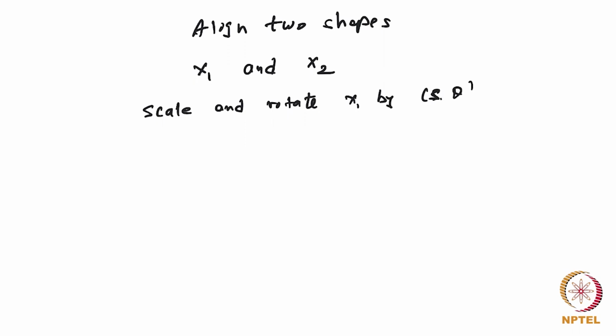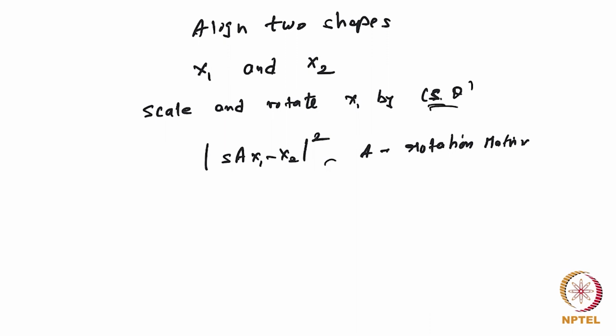And how do we estimate this s and theta? It's by minimizing this loss function, s A x1 minus x2 squared. A is the rotation matrix. That much is done. So it turns out, if you solve this optimization problem, what we have to do is minimize this loss function with respect to these parameters that we want to estimate, and we'll end up with the following formula.